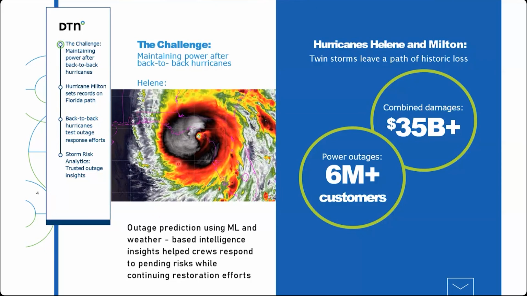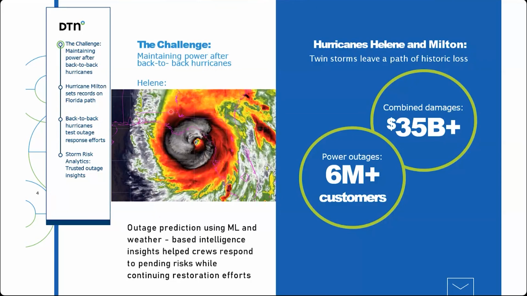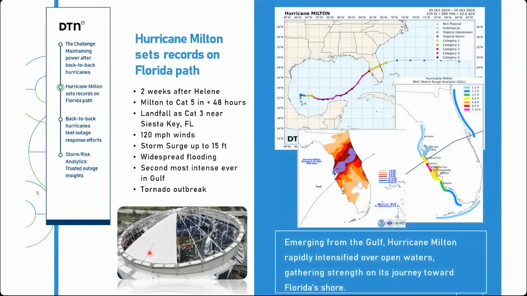So I'll follow with what happened, a look at Milton that followed Helene and how outage prediction helped restoration crews prepare for the pending risks while they were continuing the restoration efforts from Helene. Okay, so Milton comes in a short while, 2 weeks after Helene, knocking out power to over 2 million people, houses and businesses in the Southeast.